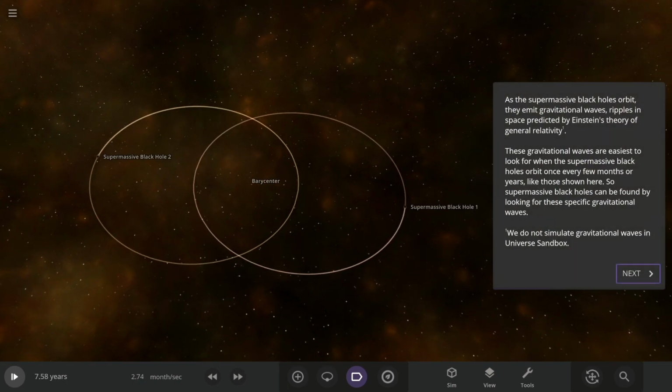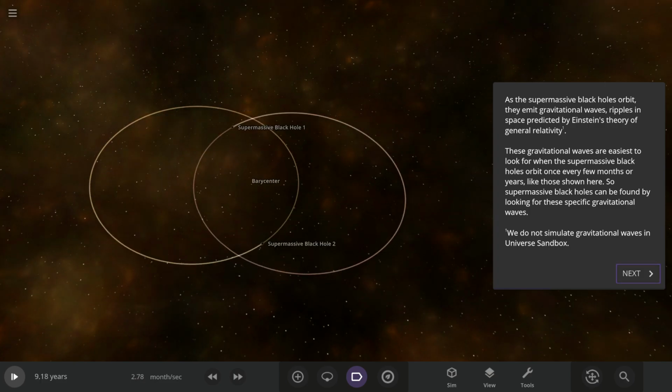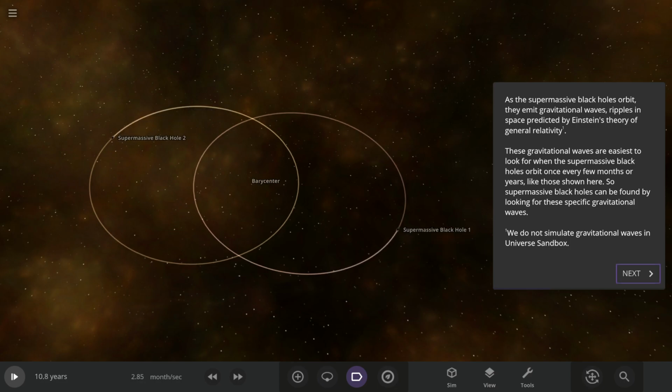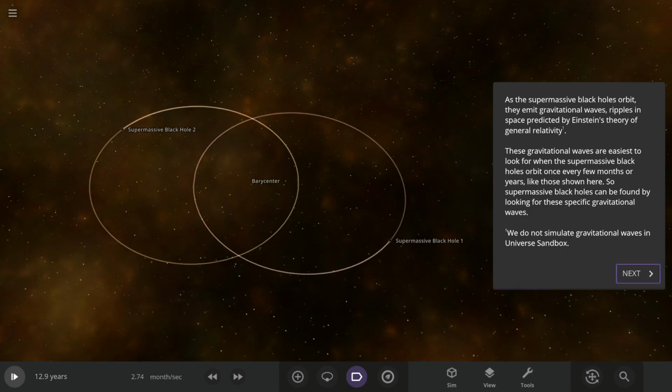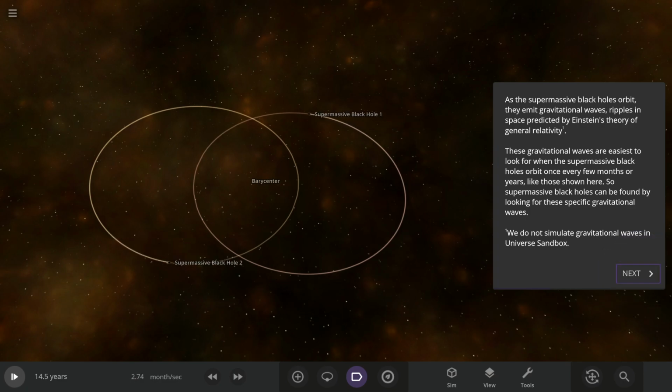Okay. As the supermassive black holes orbit, they emit gravitational waves, ripples in space predicted by Einstein's theory of general relativity. These gravitational waves are easiest to look for when the supermassive black holes orbit once every few months or years, like those shown here. So supermassive black holes can be found by looking for these specific gravitational waves. We do not simulate gravitational waves in Universe Sandbox.